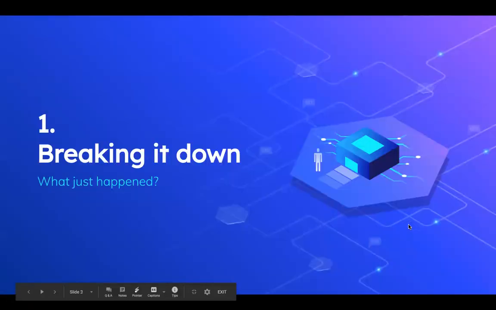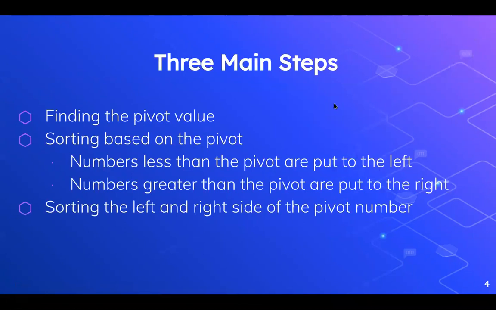Okay, so breaking it down. I like to break it down into three main steps. First, you want to identify the pivot value. Second, sort the numbers based on the pivot value. What I mean by that is numbers less than the pivot value are put to the left side of the pivot number, while numbers greater than the pivot value are put to the right side of the pivot number. And three, sorting those left and right sides of the pivot number.